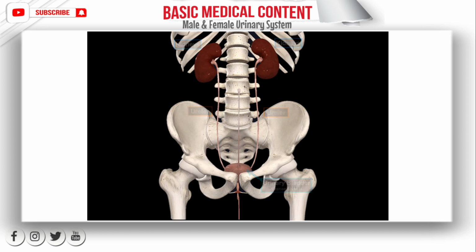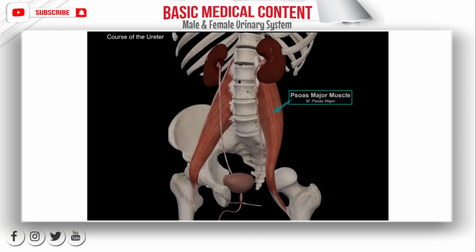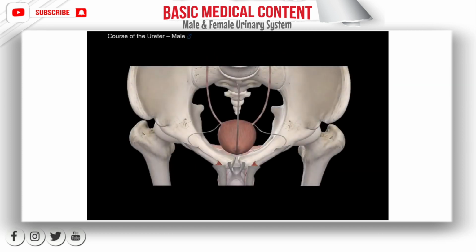So the ureter can be roughly around 30 centimeters long, and they both lie at the very back of the abdominal cavity, as you see here. They lie right in front of the psoas major muscle, and when it reaches the terminal line of the pelvis, it then enters the lesser pelvis. And from this point, it crosses some structures differently in men and women. So in males, it crosses the ductus deferens, as you see here, right before it enters the urinary bladder.